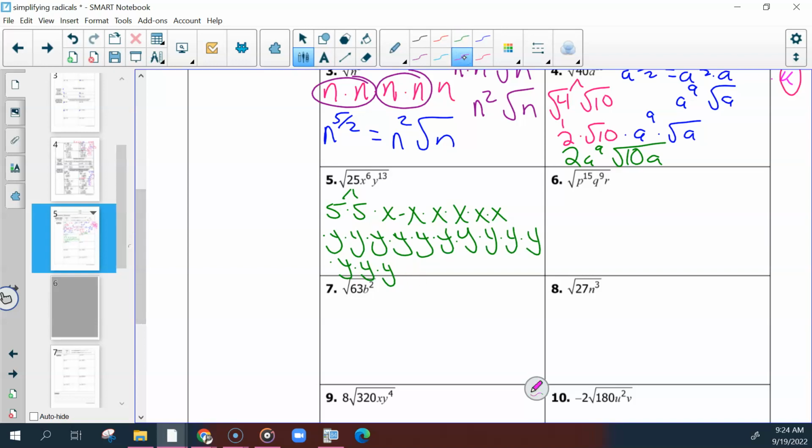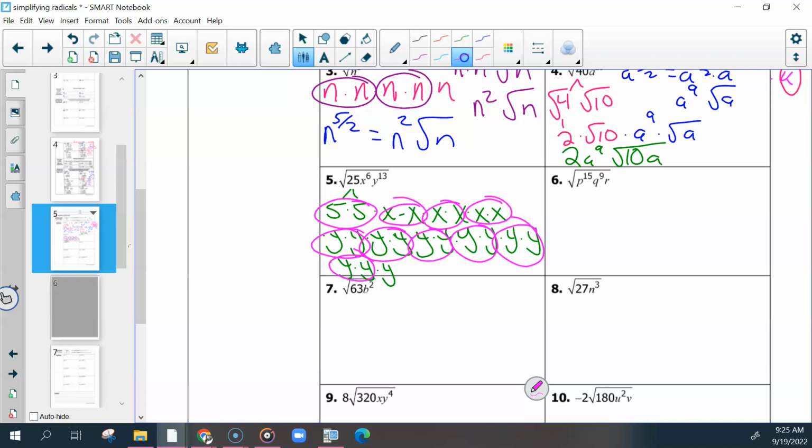And we'd be looking for pairs. We have a pair of 5s. How many pairs of x's? So we have 3. So no x's left over. How many pairs of y's would we have? 4. Say that again. Oh wait, not 4. More than 4. 6. 6 with 1 left over. 2, 3, 4, 5, 6.